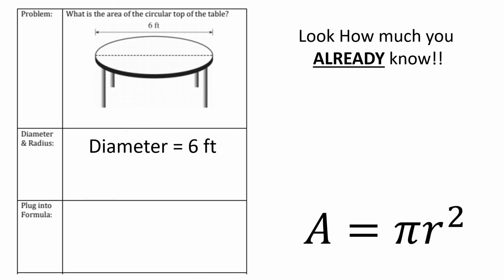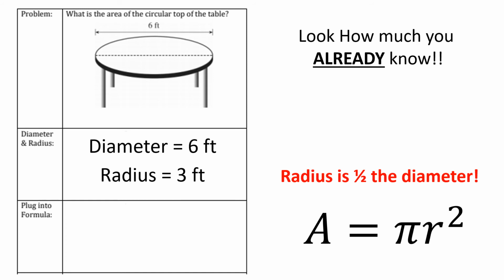What about the radius? Could you already tell me the radius of that circle? If you can't remember, think. Radius is half the diameter. If I know the diameter is 6 feet, the radius is half of that. So the radius must be how much? Hopefully you said 3 feet because that would be correct.